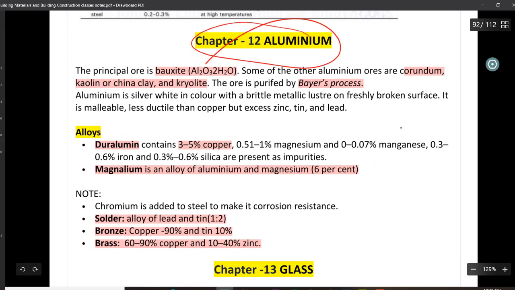Now let us see aluminum. Similar to that of steel. Now let us see aluminum.